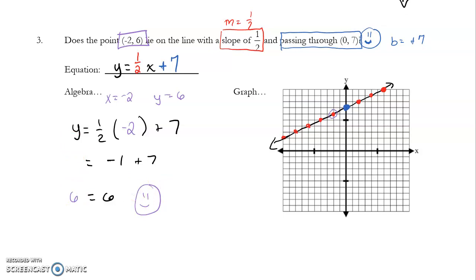So back to what I had mentioned earlier. I need this equation if I'm going to check algebraically, but if I'm just going to graph, I don't. If I hadn't given you (0, 7), but said, hey, graph the line with a slope of 1/2 that passes through the ordered pair, let's say (4, 9), I could have started by plotting (4, 9) and then applying my slope of up 1, right 2, down 1, left 2, and so on. So it doesn't matter which point I have. As long as I have a point and a slope, I can graph my line.